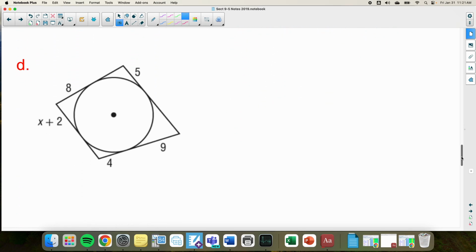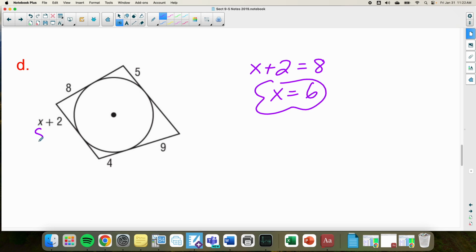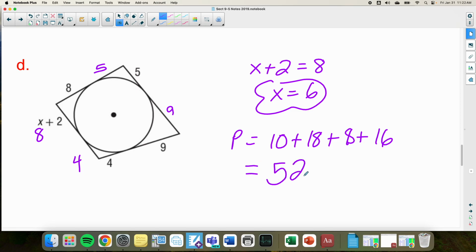Okay, this one's not bad at all. Wouldn't my x plus 2 have to equal 8? So x is 6. And then I'd have 8 and 8, 4 and 4, 9 and 9, 5 and 5. So that would be 5 and 5 is 10, 9 and 9 is 18, 4 and 4 is 8, and 8 and 8 is 16. So 26 plus 26 is 52.